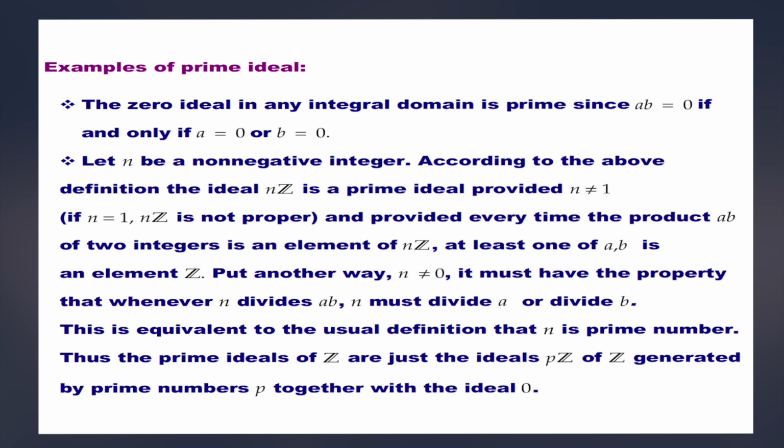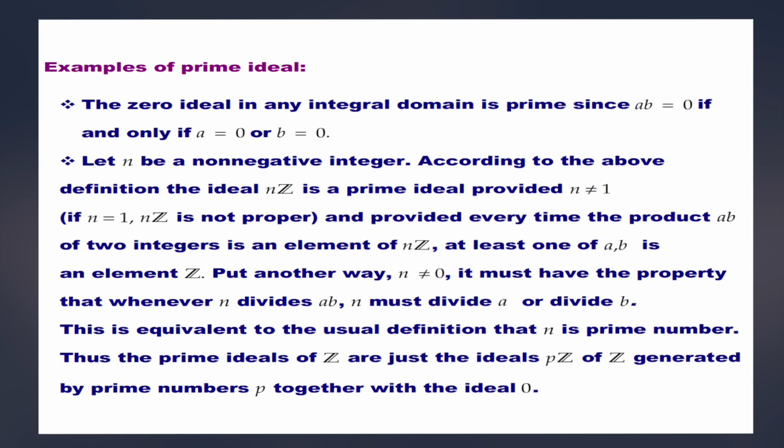And provided every time the product AB of two integers is an element of nZ, at least one of A, B is an element of Z. If we put it in another way, if n is not equal to 0, it must have the property that whenever n divides AB, n must divide A or divide B. This is equivalent to the usual definition that n is a prime number.